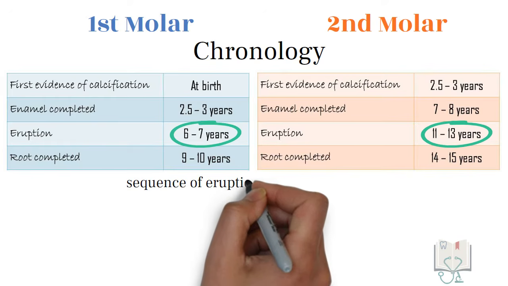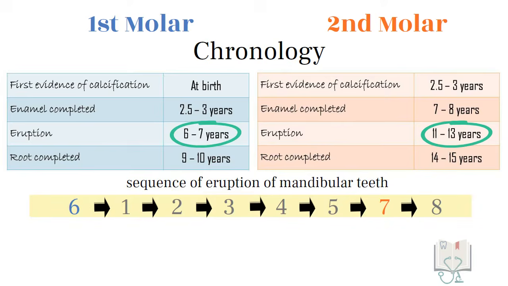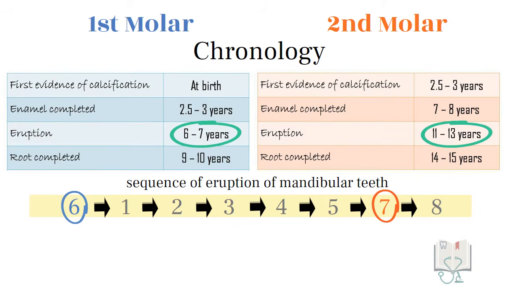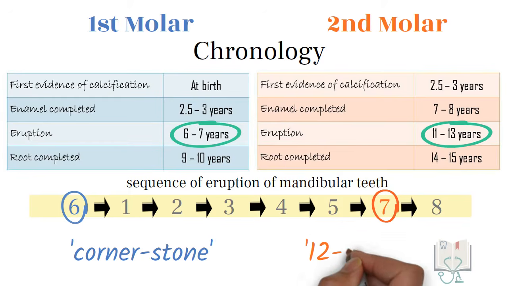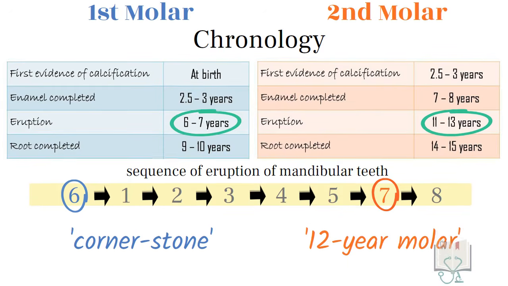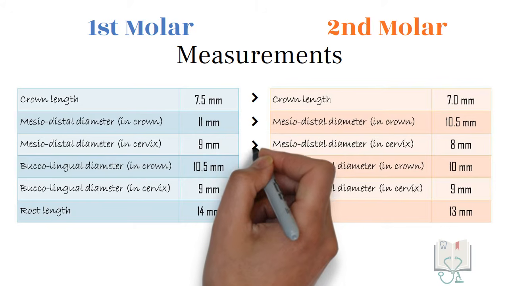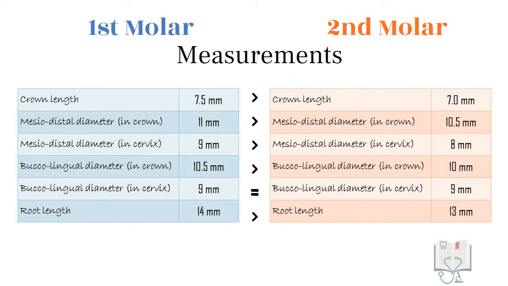As a result, in the eruption sequence of mandibular teeth, first molar is the first permanent tooth to erupt, whereas second molar is the second last tooth to erupt. Mandibular first molar is also commonly called the cornerstone, whereas second molar the 12-year molar. Looking at their measurements, mandibular first molar is larger than mandibular second molar in all dimensions, which is natural as first molar is the largest tooth of the lower arch.